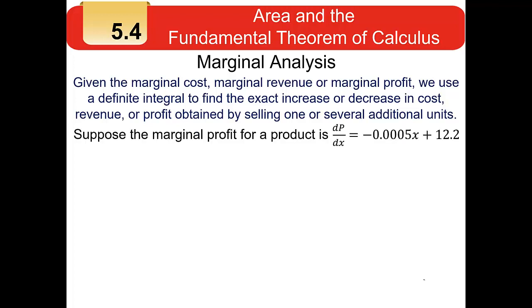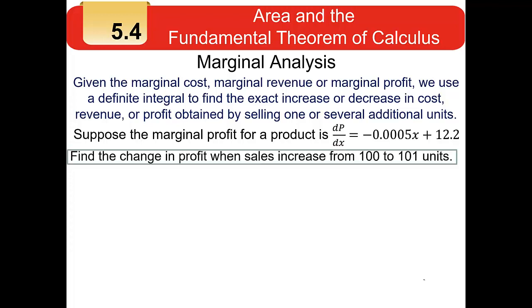Suppose that I have the marginal profit for a product, and it's given by dP/dx equals minus 0.0005x plus 12.2. And I'm going to ask two questions. The first question is, find the change in profit when the sales increase from 100 to 101 units. It turns out to be a definite integral problem.